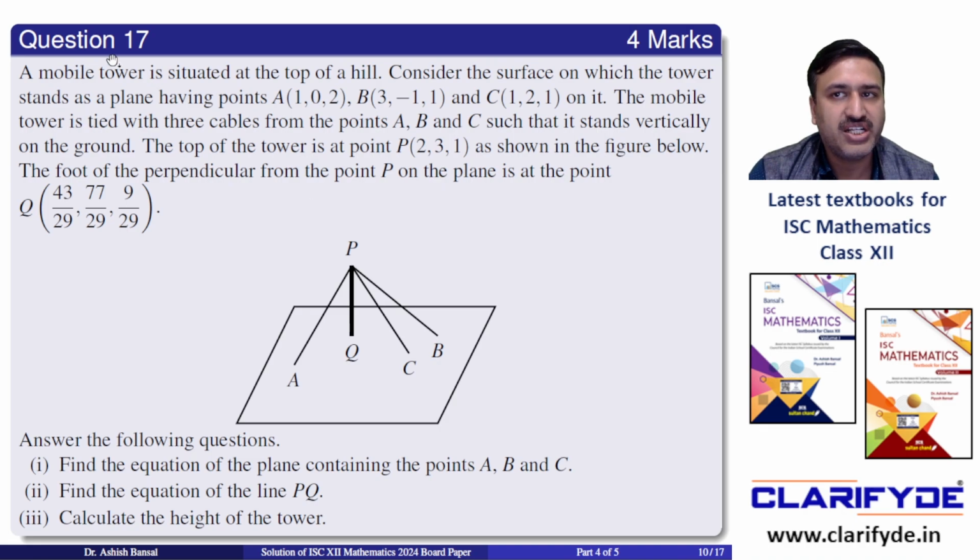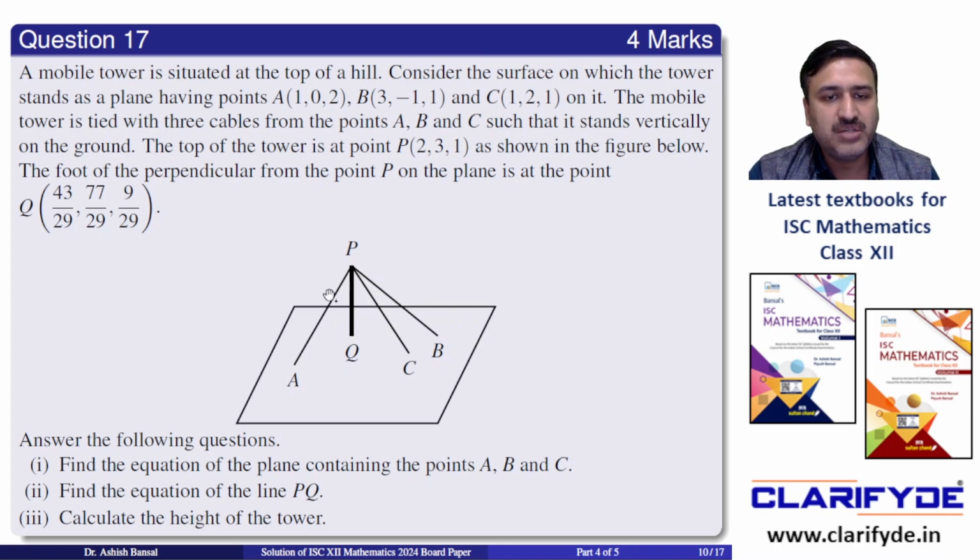Question number 17. It's a 4-mark question. It says a mobile tower is situated at the top of a hill. Consider the surface on which the tower stands as a plane. So this is the plane where the tower PQ is standing, and there are 3 points A, B and C on it.